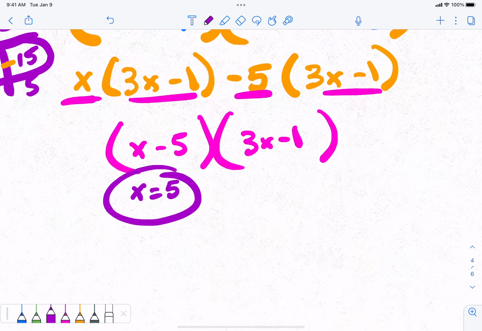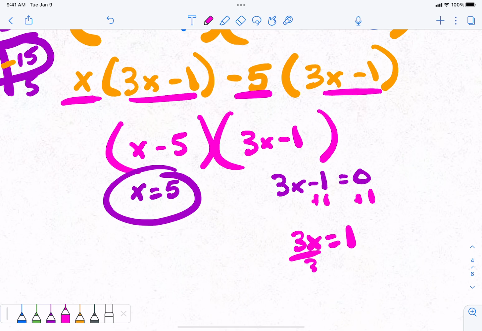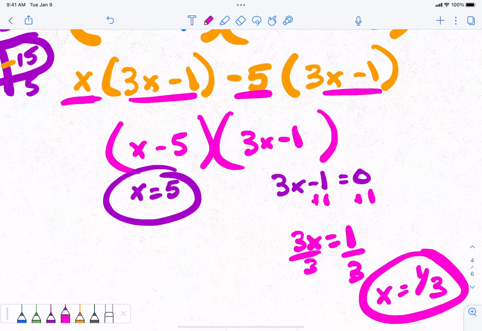Now, if I set this one equal to 0, you might not be able to do that in your head, or some of you might be able to. That's exciting. Let's add the 1 over, so 3x equals 1, and then divide by 3. It's 1/3. Yep, x equals 1/3. So those are my 2 answers.